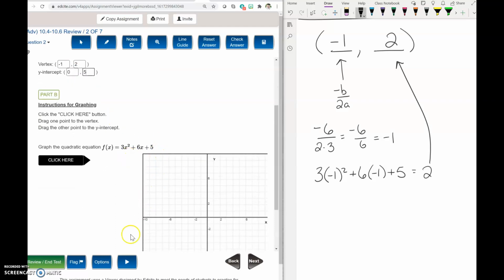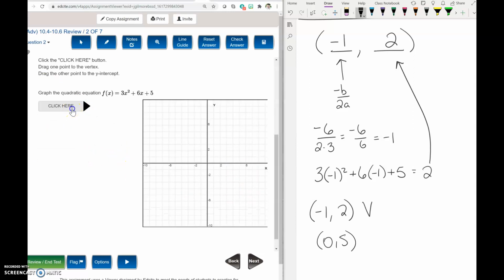So here is how you graph parabolas in EdSite. So I'm going to jot this down. It might be helpful to jot this down on your paper as well. That's our vertex, and our y-intercept is 0, 5. So you click where it says click here, and it puts this parabola on the graph for you. Grab the vertex point and move it to -1, 2. Then grab the other point and move it to 0, 5.